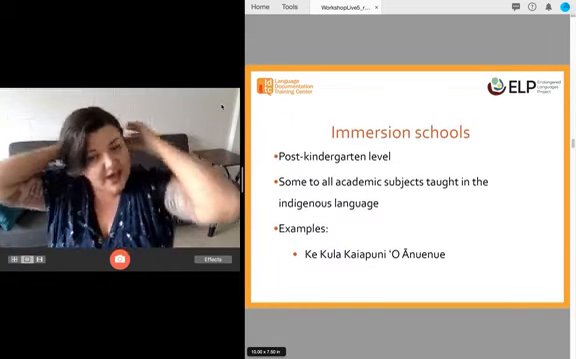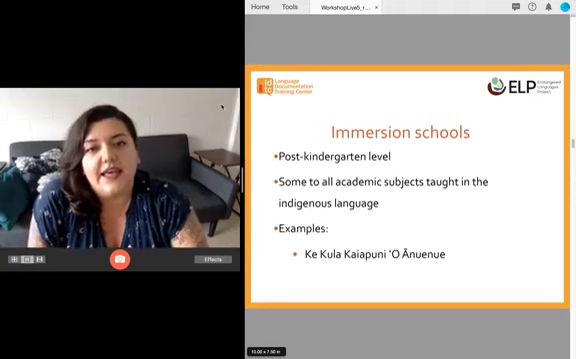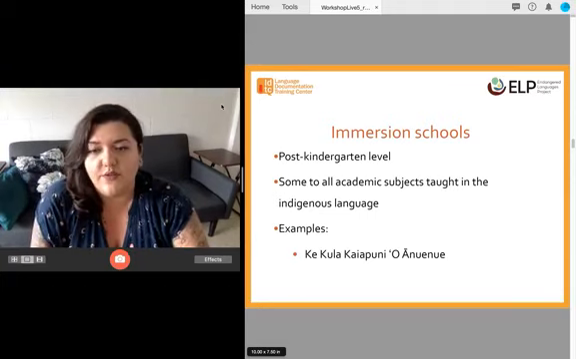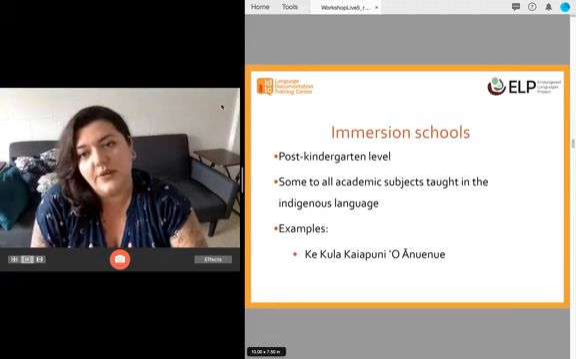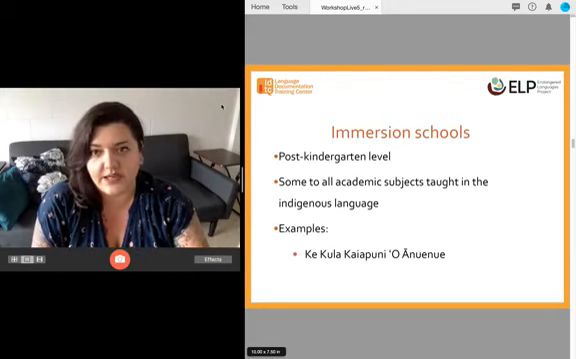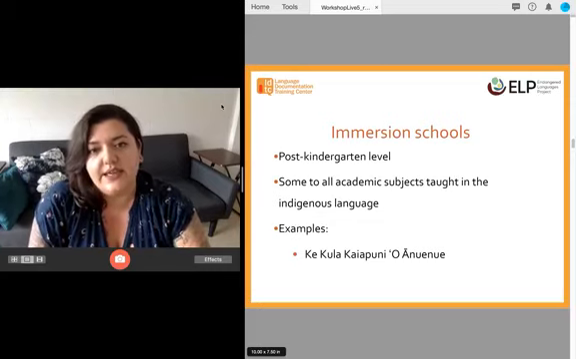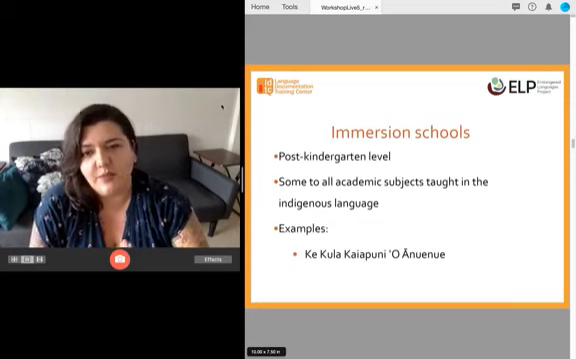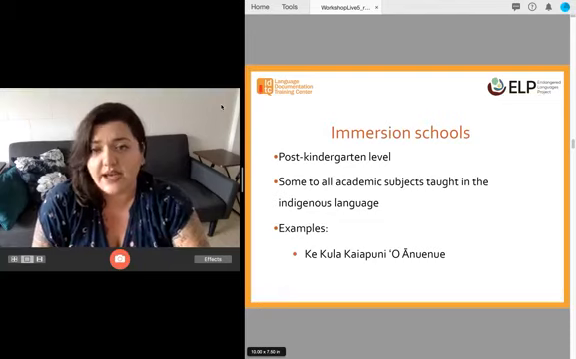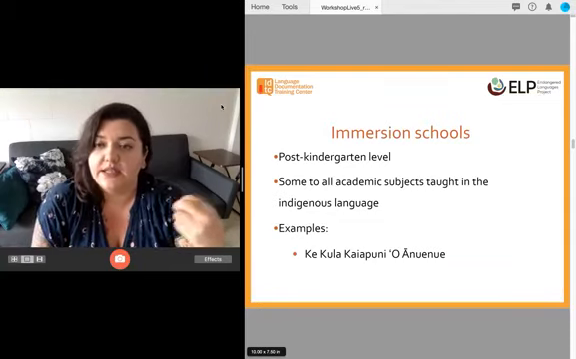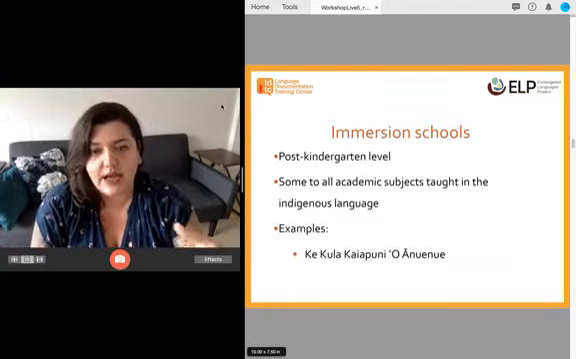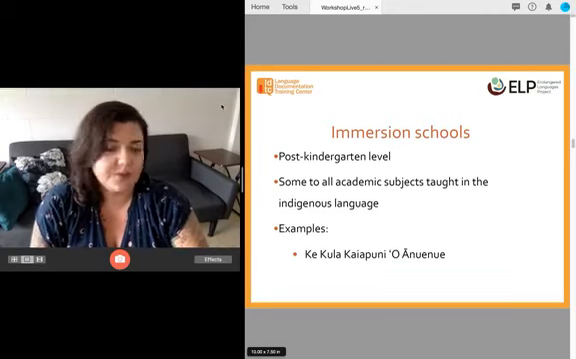So next we have immersion schools. And immersion schools are anywhere from post-kindergarten all the way up through the end of high school. So this follows very much a Western academic model as far as educational model, and it can vary between some or all of the academic subjects being taught in the indigenous language. There's a lot of variety in how immersion schools are approached.